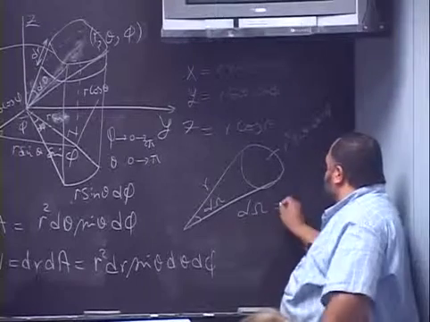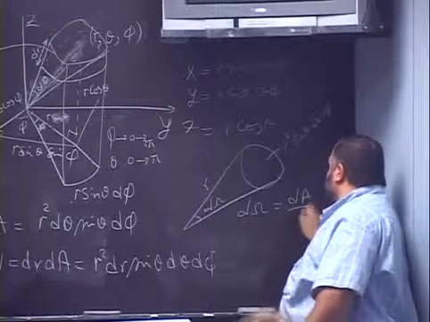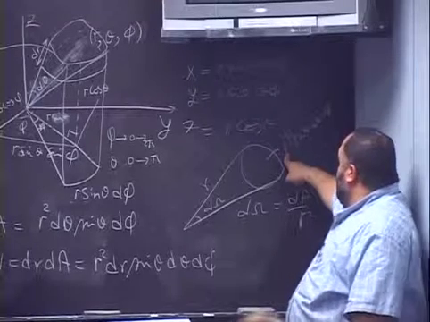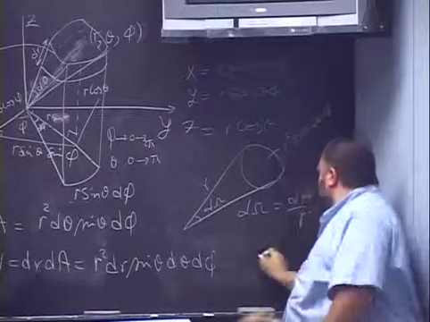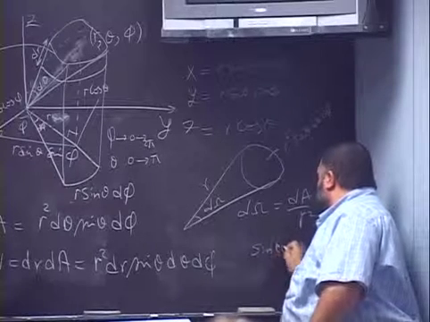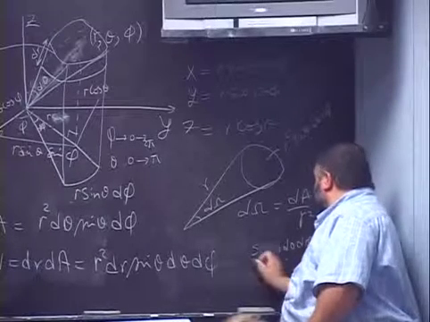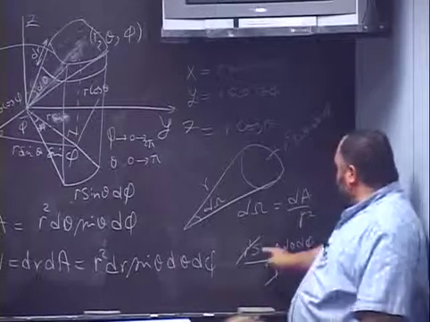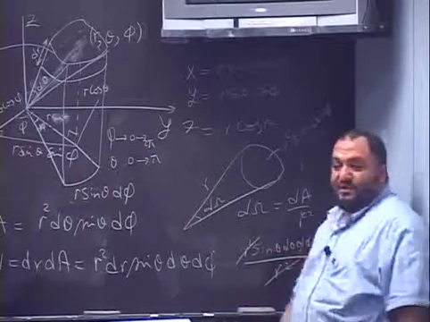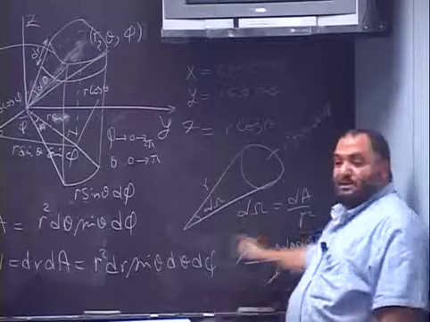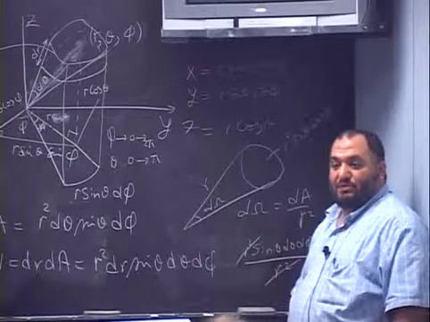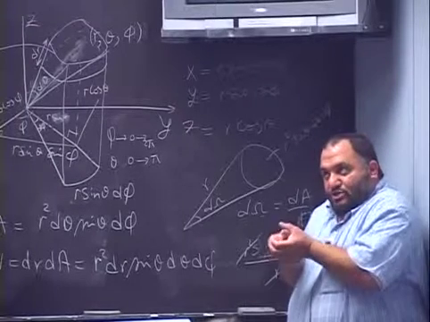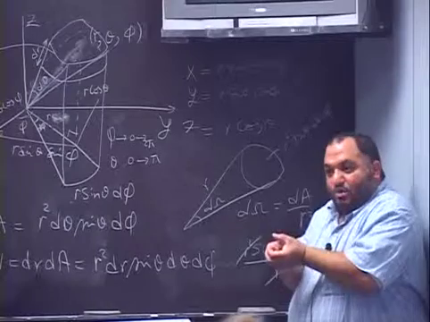So in this case, this is delta A over what? R square. So what will be delta A? Sine theta d theta d phi multiplied by r square, divided by r square, cancel, and you will have sine theta d phi. And this is what? Delta omega. Yes? This is the solid angle subtended by a cone.